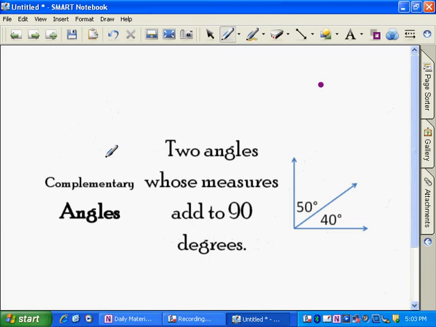Complementary angles are 2 angles whose measures add to 90 degrees. So if I add 2 angles up, they are adjacent to each other. They share that common ray. And their sum is 90 degrees, then they are complementary. Okay, so 2 angles together that equal 90 degrees.